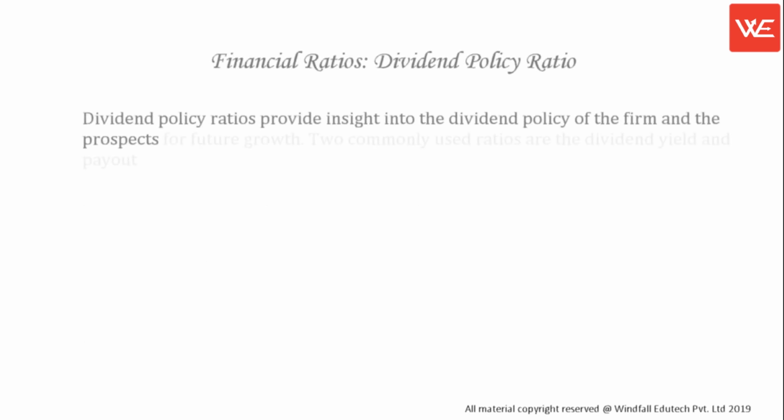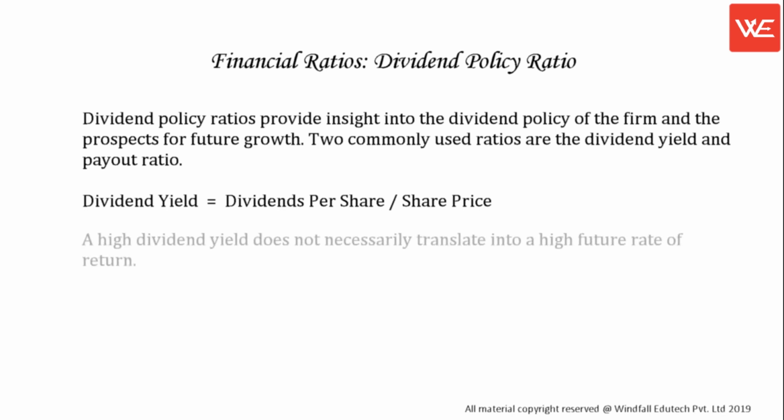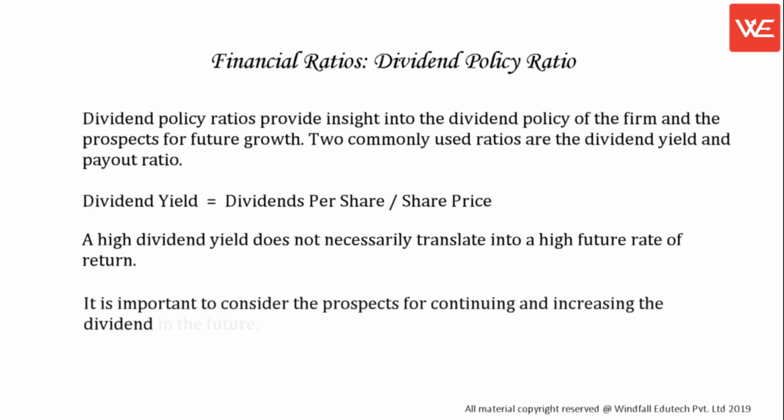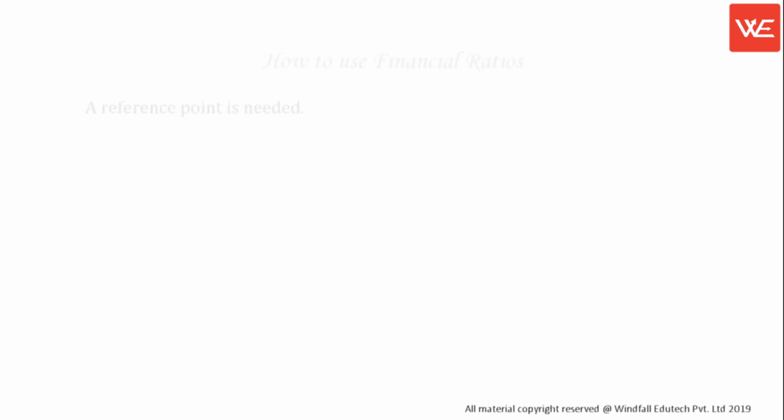Dividend policy ratios provide insight into the dividend policy of the firm and the prospects for future growth. Two commonly used ratios are the dividend yield and payout ratio. Dividend yield equals dividends per share divided by share price. A high dividend yield does not necessarily translate into a high future rate of return. It is important to consider the prospects for continuing and increasing the dividend in the future. The dividend payout ratio is helpful in this regard, and is defined as follows: payout ratio equals dividends per share divided by earnings per share.